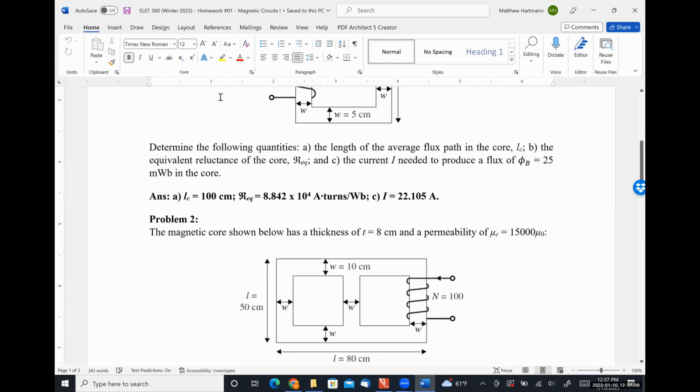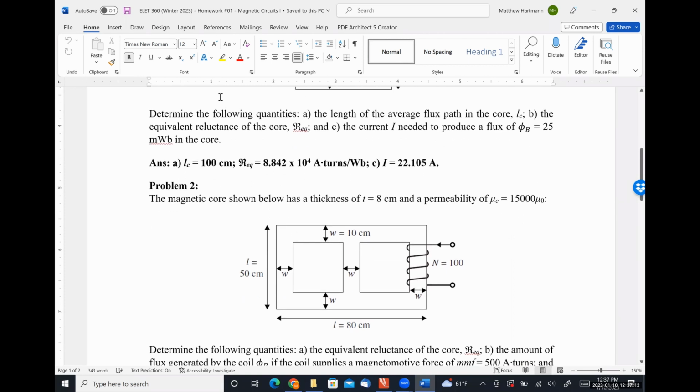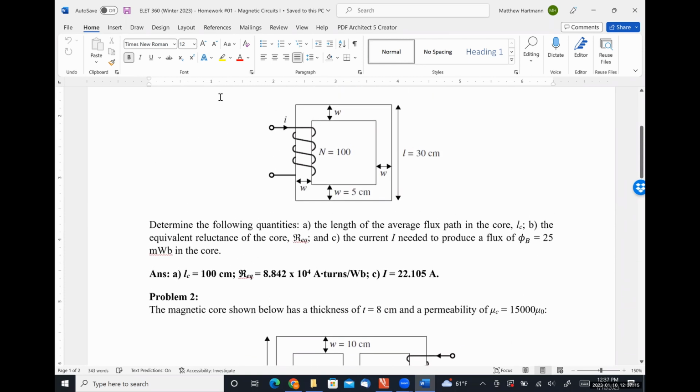So something in the vein of problems 1 and 2, some combination thereof, will be your first problem, okay? So effectively, I'm going to give you some core structure with a single coil on it. I'm going to expect you to be able to determine the equivalent reluctance and the flux through any given part of it, possibly the B field through any given part of it.